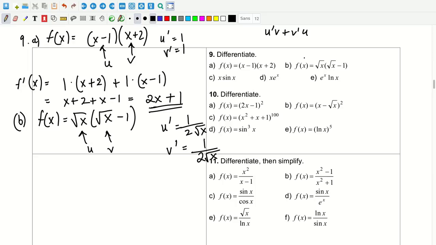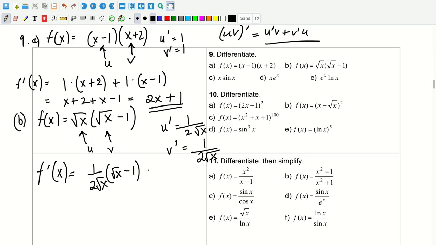Okay, so if I use this product rule, which is the derivative of a product, I end up getting that f prime of x equals 1 over 2 root x times root x minus 1, plus 1 over 2 root x times root x. Now the root x's here will cancel, and they will partially cancel over here as well.